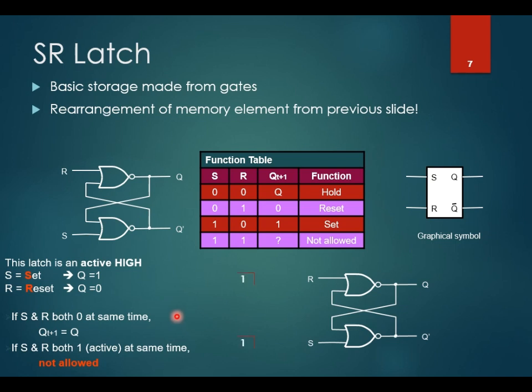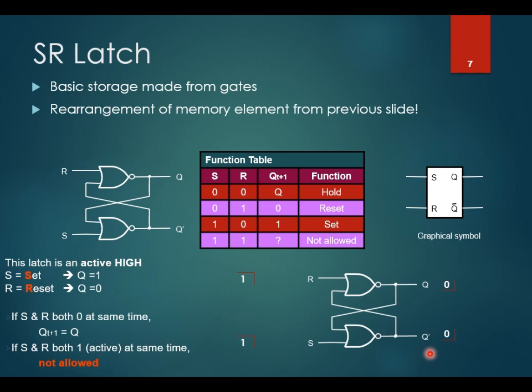Why is 1, 1 not allowed? When you assign 1, 1 to R and S, both of the outputs Q and Q bar will become 0. You can simulate and see. One of the reasons why 1, 1 is not allowed is that the resulting 0, 0 at Q and Q bar contradicts with the design of the latch, where Q and Q bar should complement each other, or should be the inversion of each other.